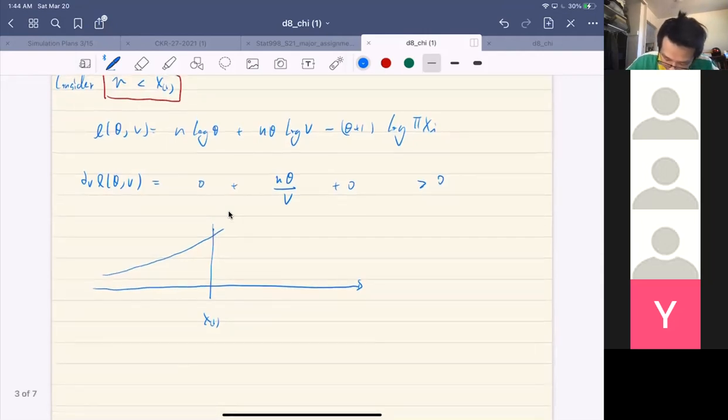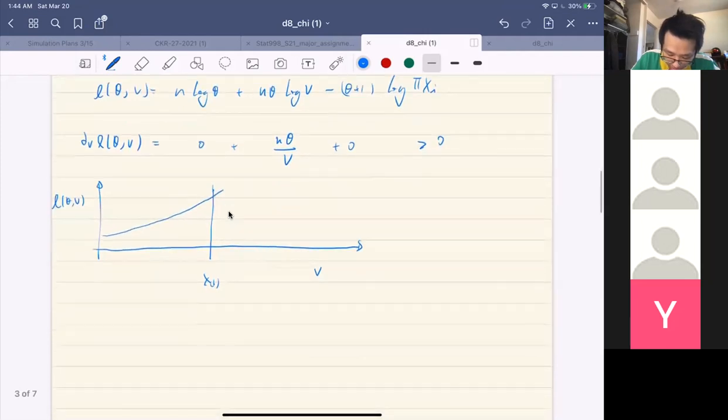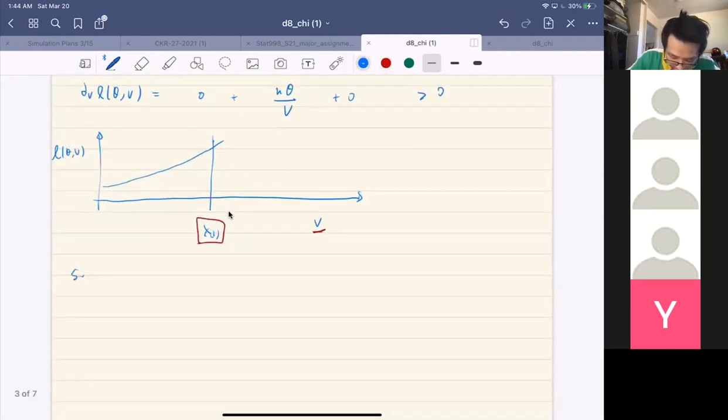But this is V, and this is a negative function. And this holds for any theta. So for different theta it may have a different function, but it always has a positive trend. So that means S1 is the maximizer for V. So the V hat should be S1.